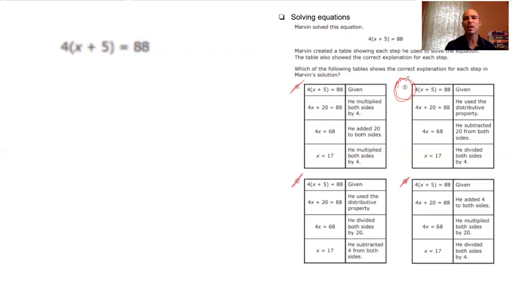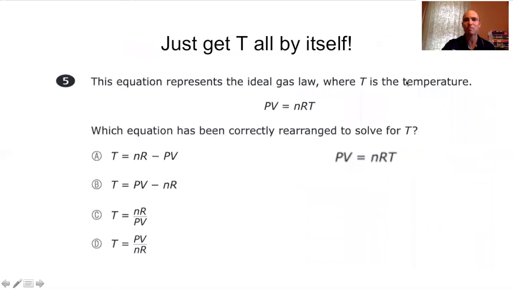Which is why B is the correct answer. All right, now this is another MCAS question, right? So questions where you have to solve equations or solve for variables. They come in different shapes and sizes, but it's all just about balancing the equation and getting the variable you're looking for all by itself.